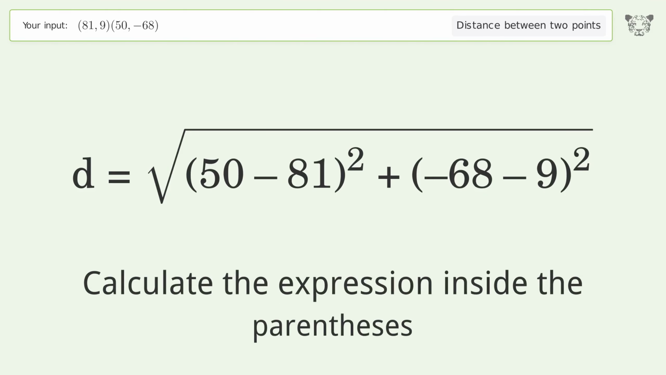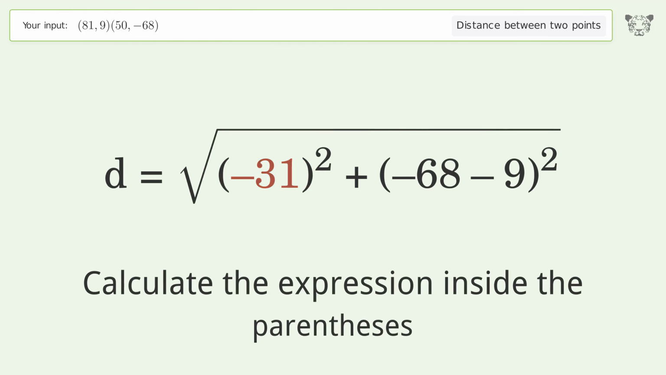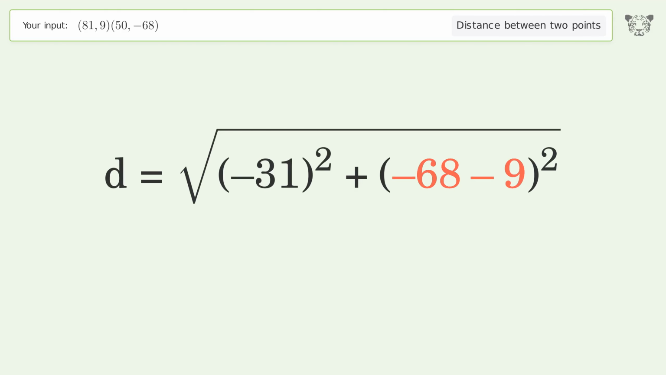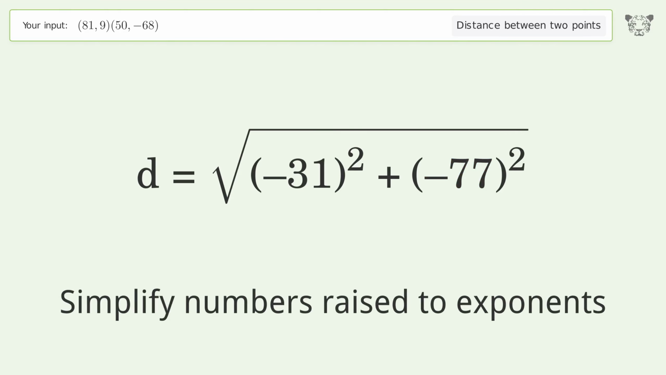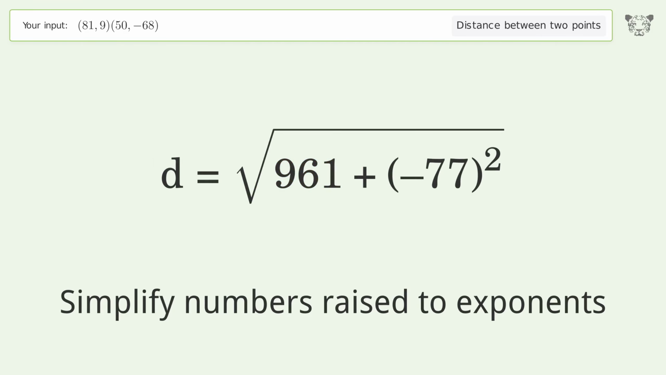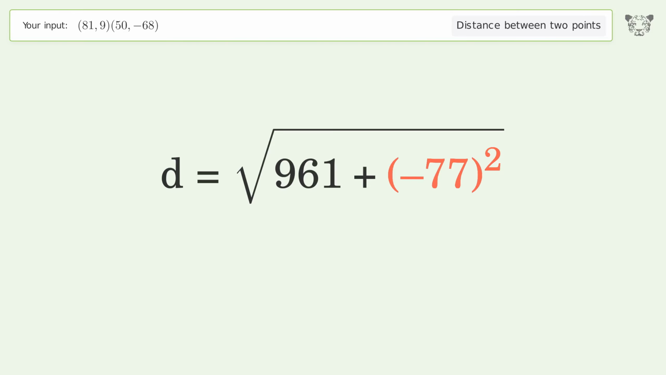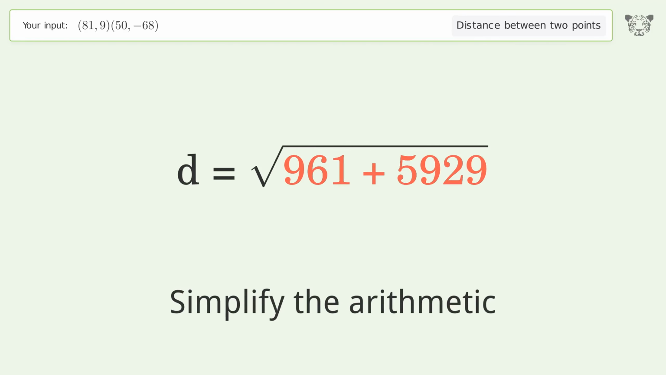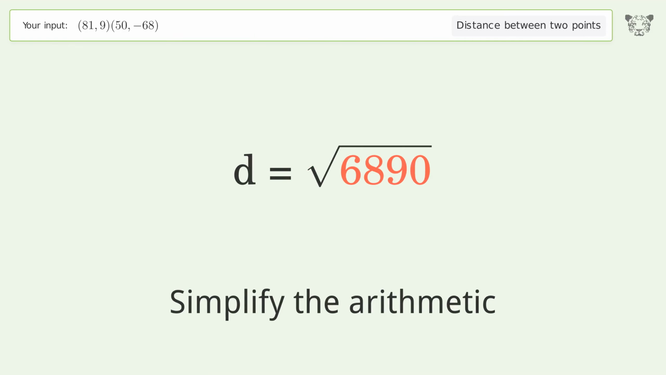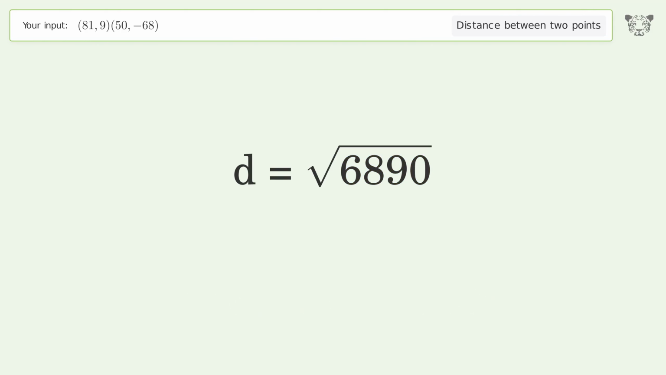Calculate the expression inside the parentheses. Simplify numbers raised to exponents. Simplify the arithmetic. And so the distance between the 2 points is the square root of 6,890, or 83.006.